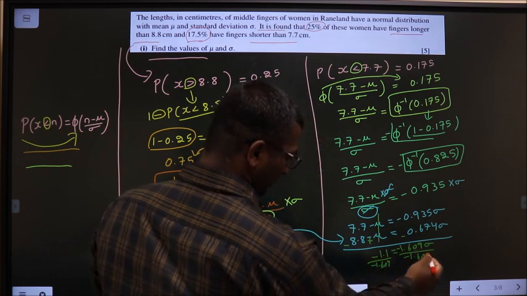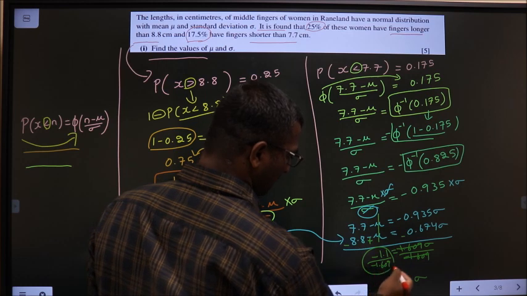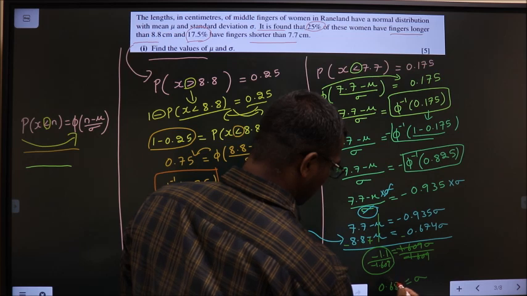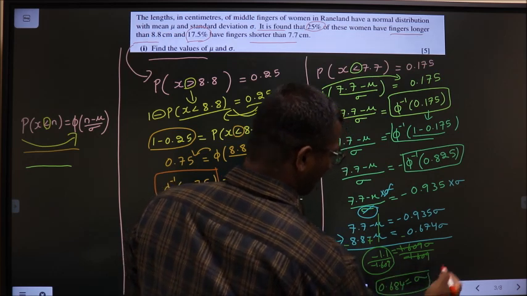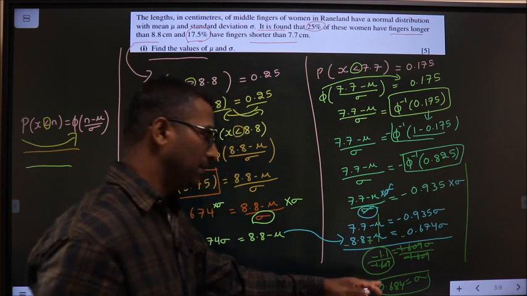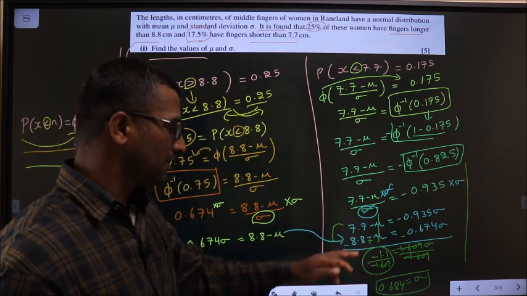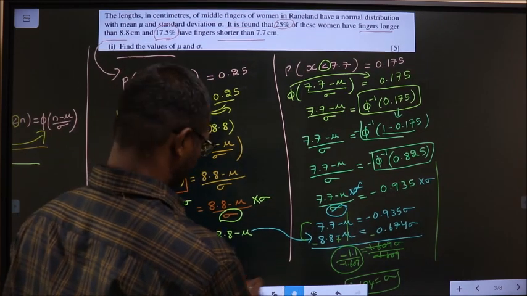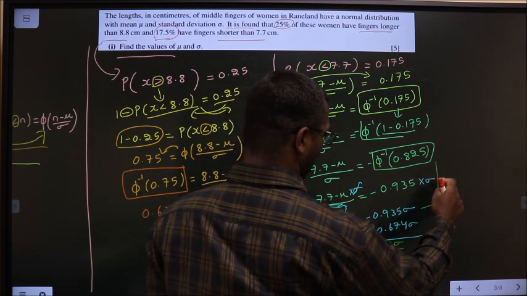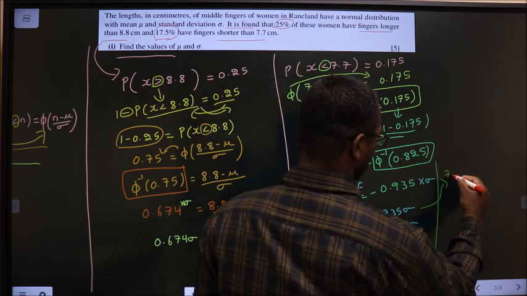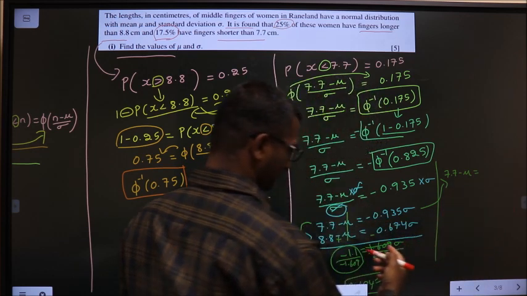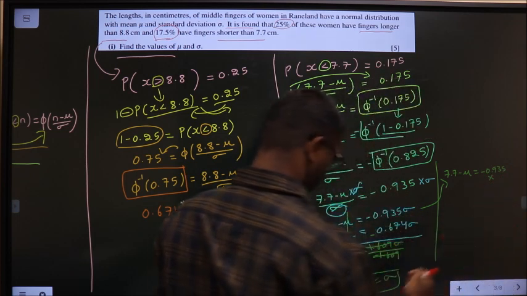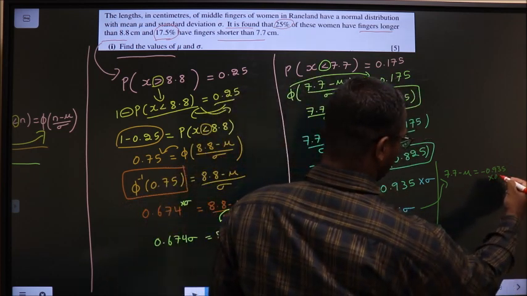Now to get standard deviation, divide by minus 1.609 on both sides. Here this cancels out, you put this in the calculator. You get the answer to be 0.684. Okay, now replace standard deviation in any equation, you will get the value for mean. So if I replace it here, 7.7 minus mean equal to minus 0.935 into 0.684.